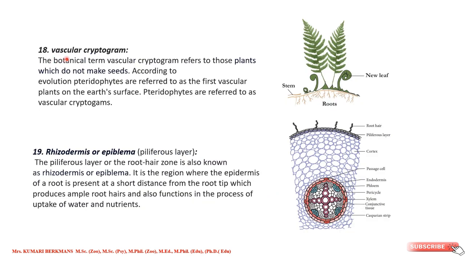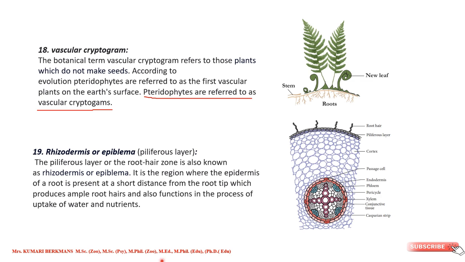See, what you are seeing here is vascular cryptogram. This refers to those plants which do not make seeds, and these are referred to as pteridophytes. Those pteridophytes are referred to as vascular cryptograms. This is a question asked in TNPSC Group 1. What are vascular cryptograms? Pteridophytes are referred to as vascular cryptograms.